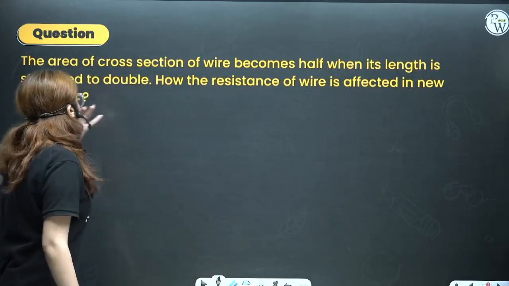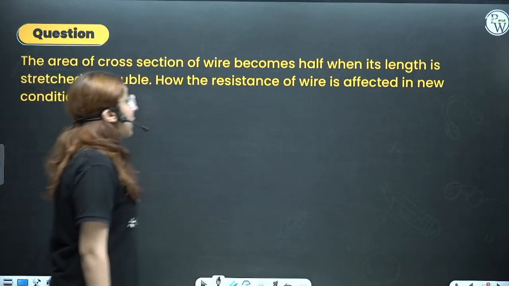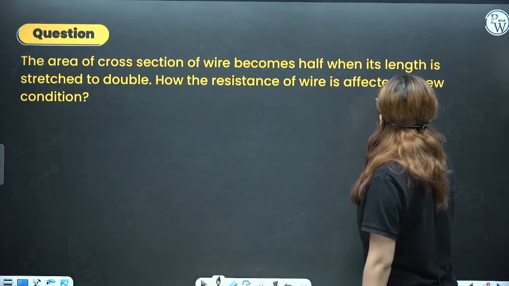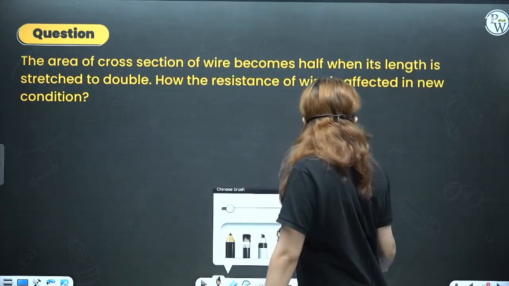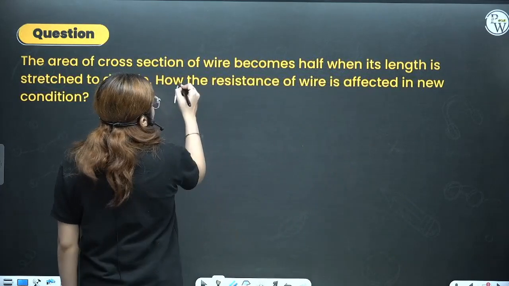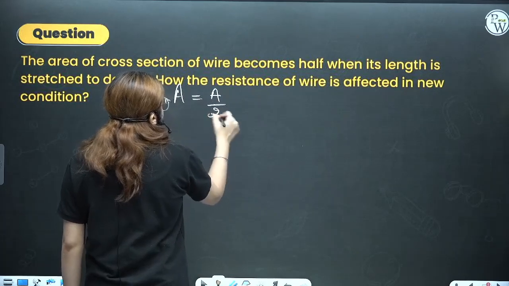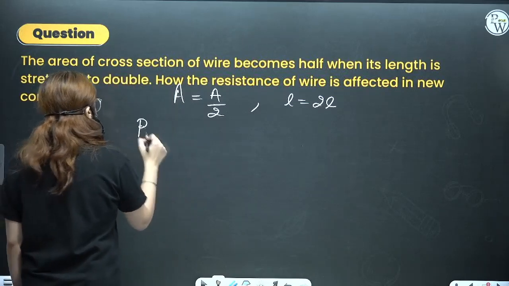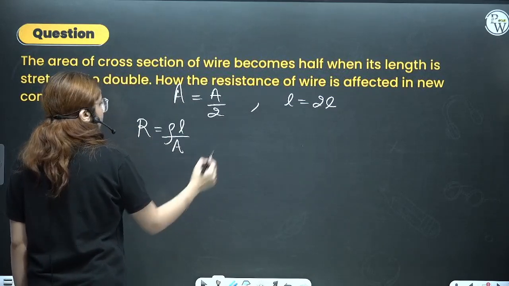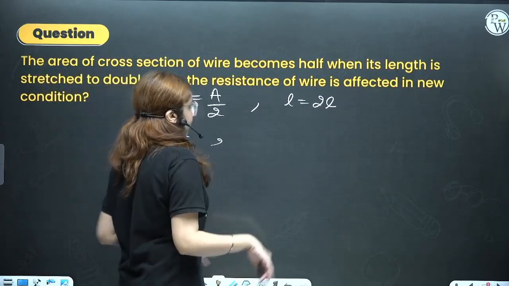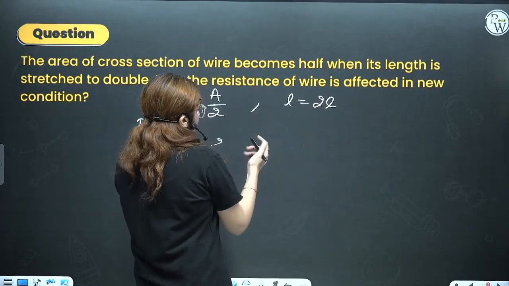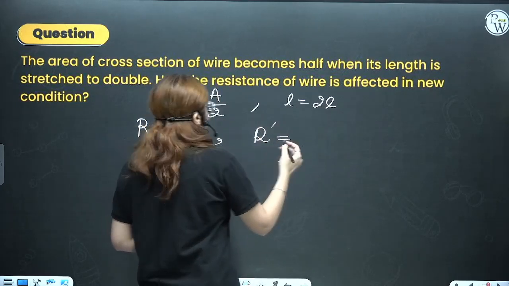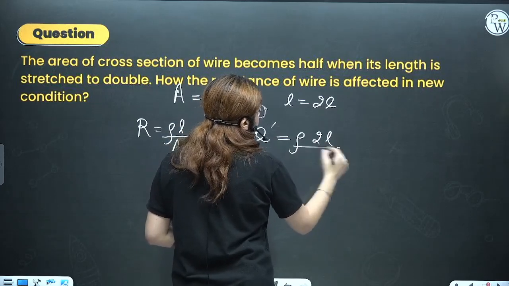Okay, now let's have a look at the question. The area of cross section of a wire becomes half when its length is stretched to double. How is the resistance of the wire affected in the new conditions? So in the question, area is becoming half and length is becoming double. The normal formula of resistance is rho L by A. Now in place of the new things, write down the values. So R dash equals rho 2L by A by 2.